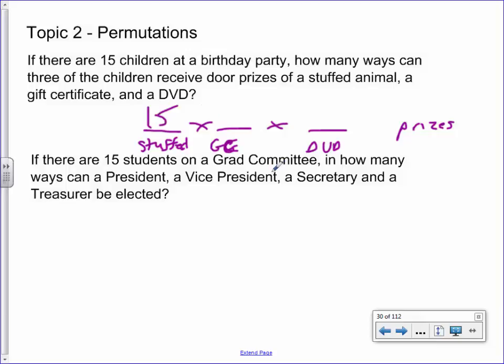Now, let's assume that at this birthday party, once I give someone the gift certificate, I'm not also going to give them the stuffed bear or the DVD, because that's kind of a jerk move, isn't it? To be like, here, you can have all 3 prizes. So let's assume that after I give the kid the stuffed bear, he can't get the next prize. How many kids could get the gift certificate? And how many kids could get the DVD? Yeah. What about the remaining 12 kids?